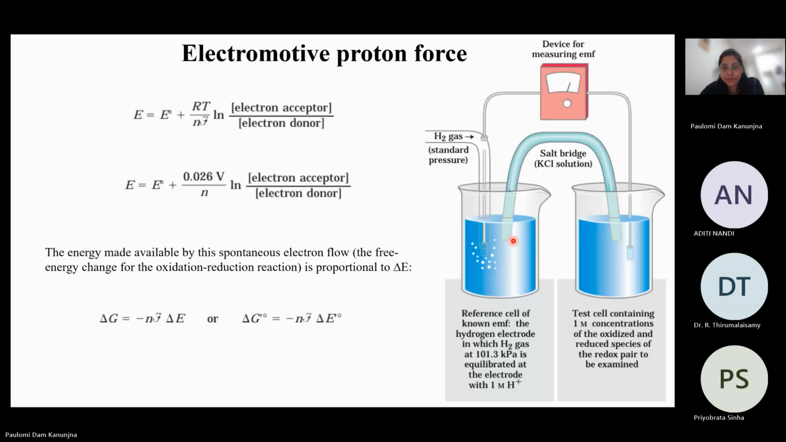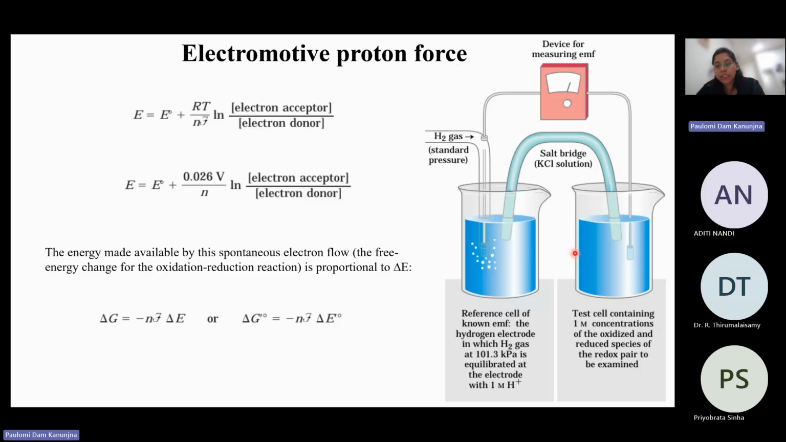right? So we have a test cell which contains 1 molar concentration of the redox pair that we want to examine, right? Now, our reference electrode we have put as the hydrogen electrode, and we are putting that at pH 0. So the electrode has 0 voltage, right? What we can also do is use pH 7 in the test cell, okay? So we can calculate the electromotive force for the hydrogen electrode.